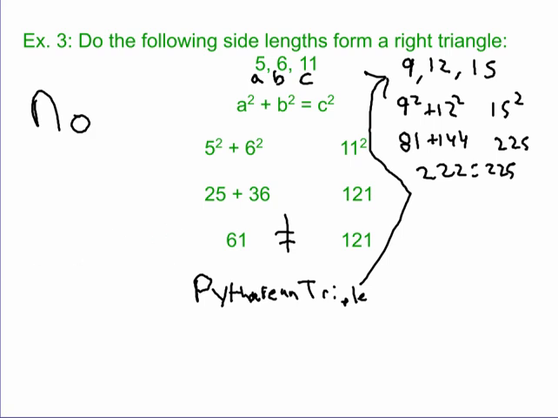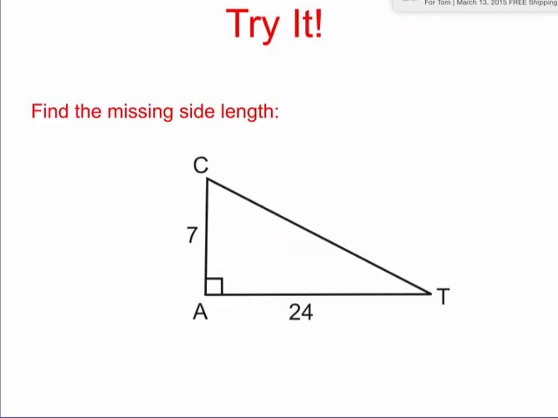All right, so your try it problem for tonight is to find the missing side. So given 7 and 24, you need to find the missing side here. So simply plug 7 and 24 into the Pythagorean theorem and see what you get.